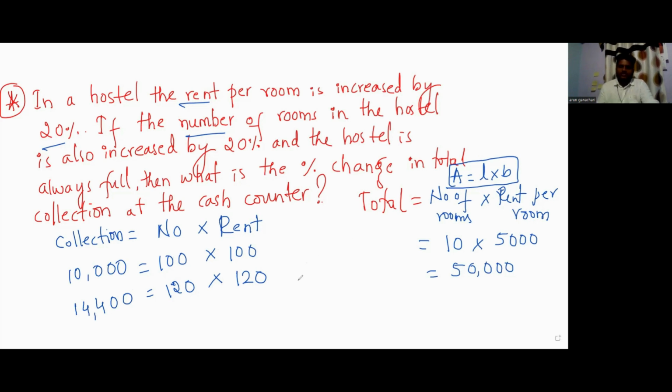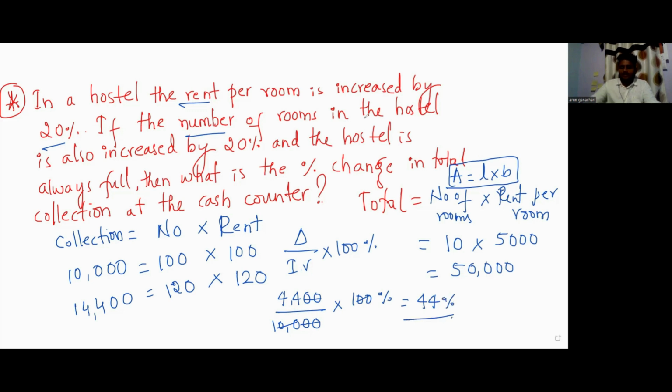What is the difference between these two? We have to use which formula? Delta upon initial value into 100%. Delta is 4,400 divided by initial value, which is how much? 10,000 into 100%. You cancel these two zeros, and cancel these two zeros. We are left with how much? 44%. Getting this? Very easy kind of question.